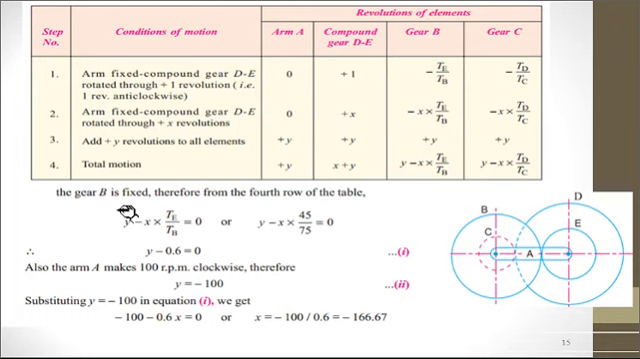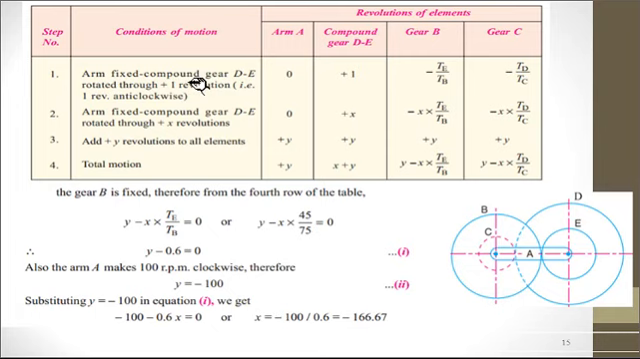Generally we have four conditions. First condition: arm is fixed, compound gear DE rotates through plus 1 revolution. Second: arm is fixed, compound gear DE rotates plus x revolution. Then add y revolution for all elements to get the total motion. These are the generalized statements we follow for all the problems.